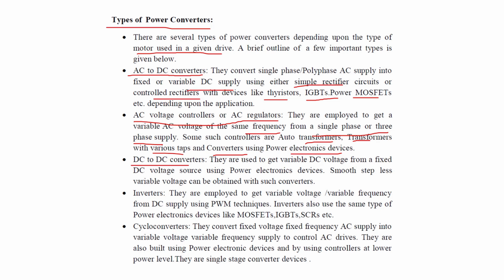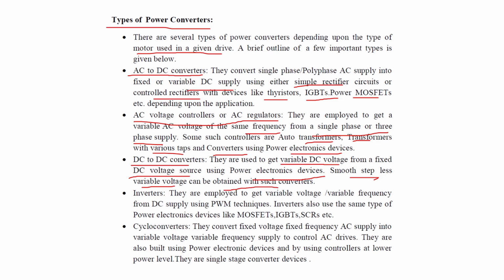Next, we have seen the DC to DC converter. So what is the DC to DC converter? It gets a variable DC voltage from a fixed DC voltage. This DC to DC converter is known as the chopper, which we have studied in power electronics. It uses power electronics devices, and a smooth, step-less variable voltage can be obtained with such converters.